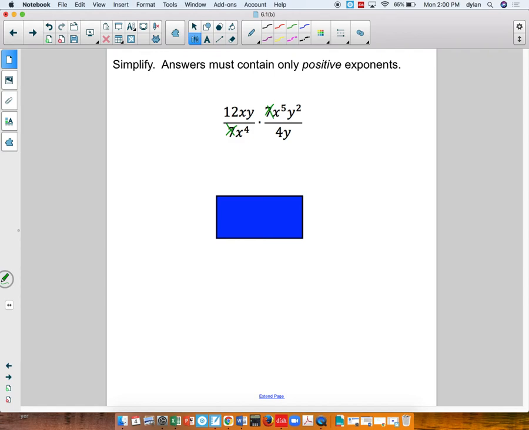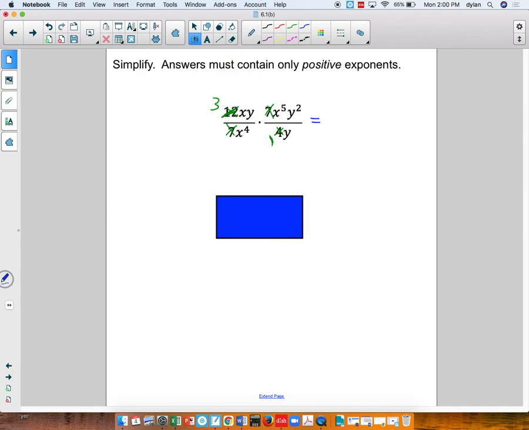Similarly, we have a 12 in the numerator and a 4 in the denominator, which is the same thing as 3 over 1, just to make things a little bit easier here. So this time, let's combine all the numerators and all the denominators first, just to show you a different way that you could approach this problem.